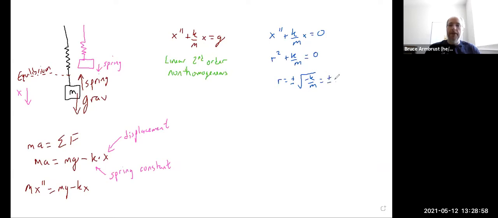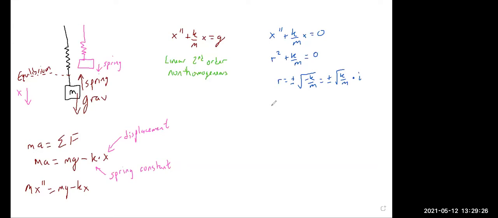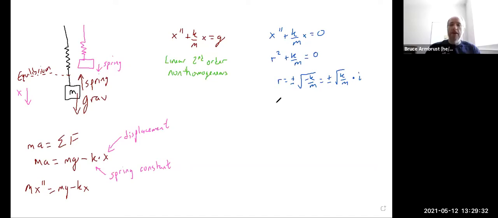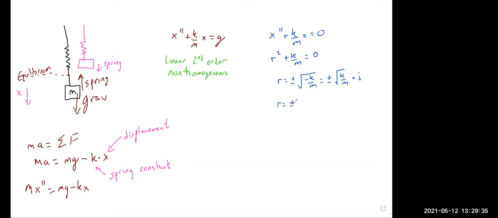So this is going to be plus or minus the square root of k over m times i. So in this situation, we are actually getting complex roots, right, imaginary pieces. So what does that make our fundamental set? What form? Sorry, go ahead, whoever that was. e to the lambda t times cosine of omega t. Okay, good.